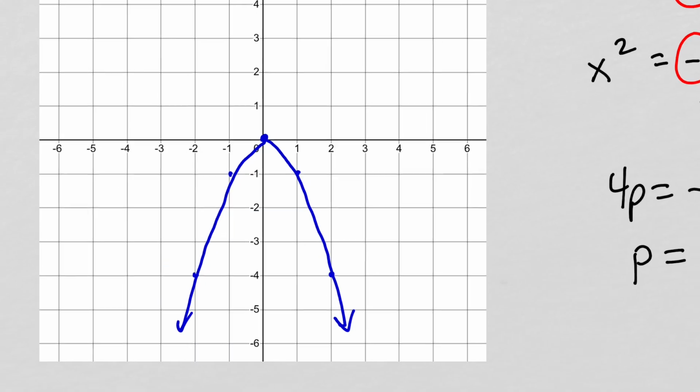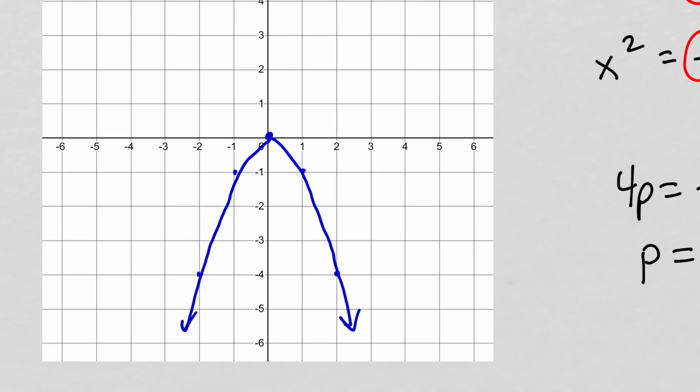And what that tells us is that the focus is 1/4 of a unit away from the origin. And of course, the focus is right down here. And so that point is going to have coordinates (0, -1/4). And then the directrix will just be y equals +1/4, just on the other side of that vertex.